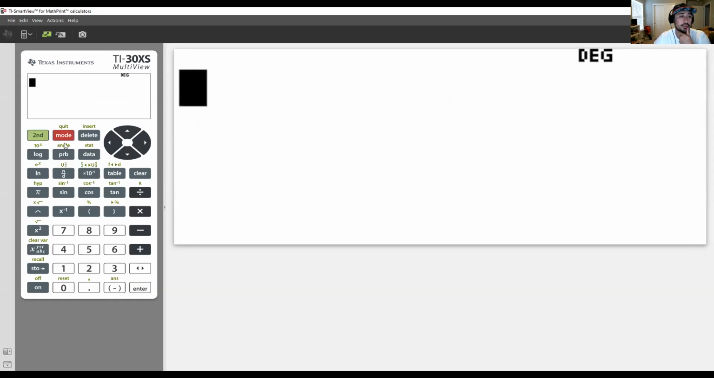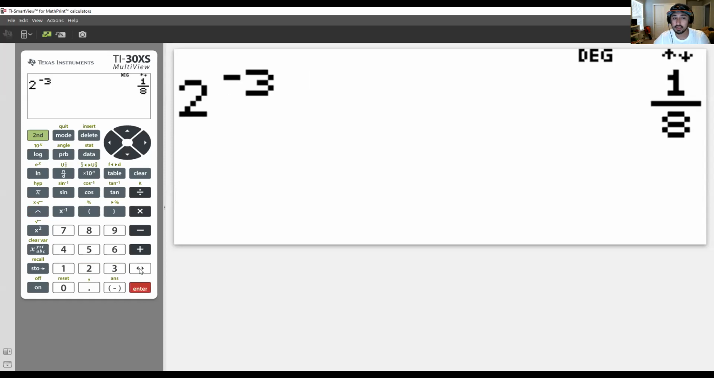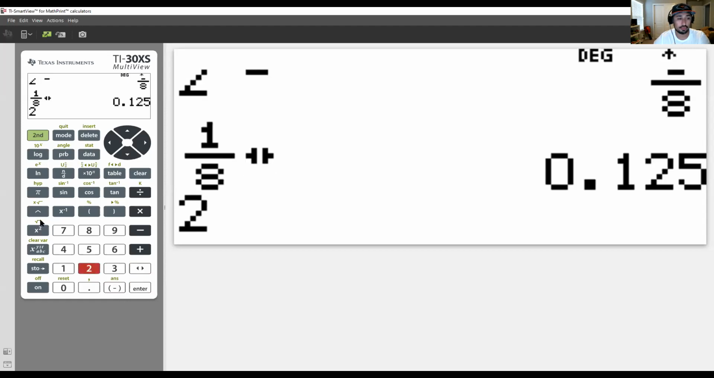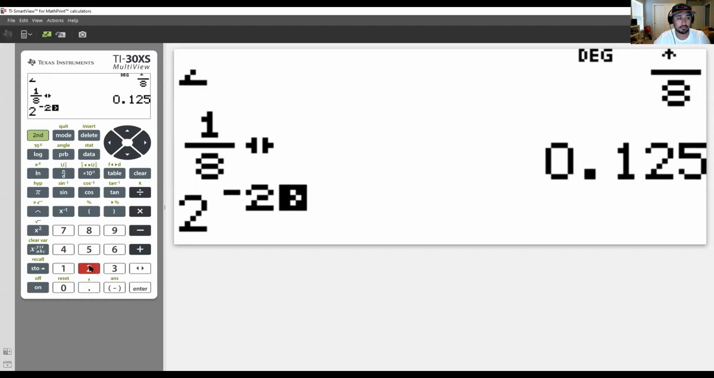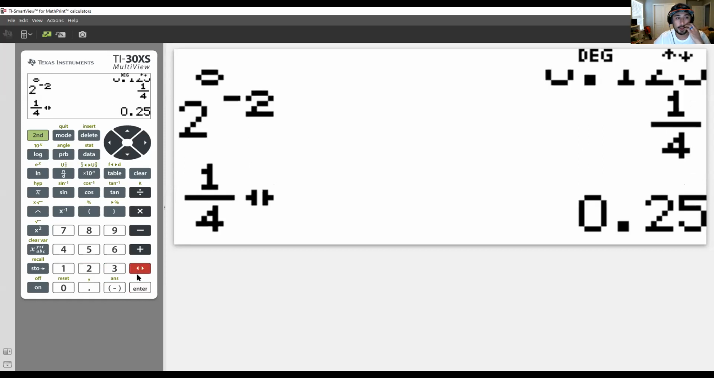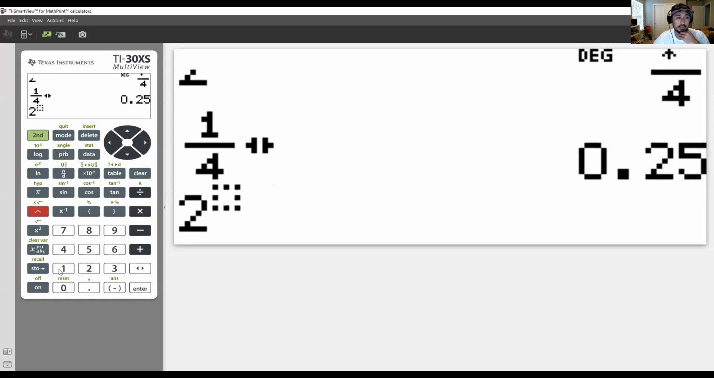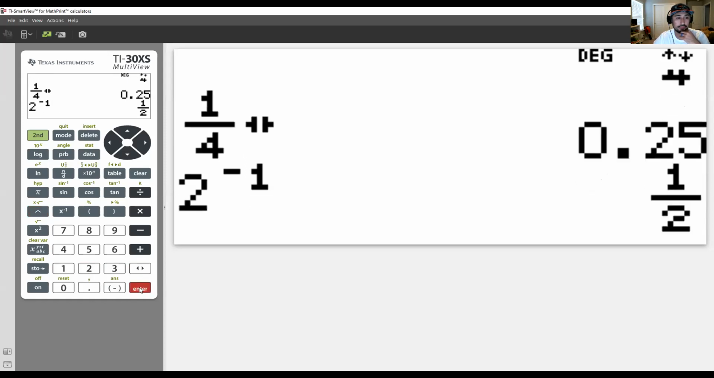Other than that, if you're not using the table feature, then you can just type it in as 2, hit the little caret button, type in -3. Then you can convert to decimal, 0.125. Do it again, 2, caret, -2, 1/4, decimal number, and just keep doing that for the rest of the numbers. Okay, perfect.